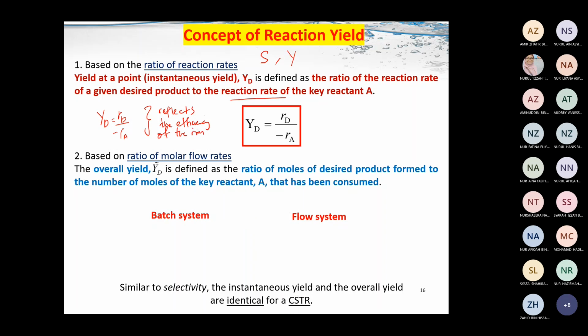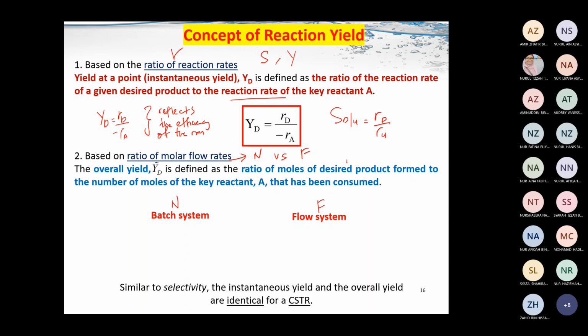Okay, so this is what YD is equal to RD over negative RA. Sama juga dengan sebenarnya SD over U is equal to RD over RU. Okay, so based on ratio of molar flow rate, tadi ni adalah berdasarkan rate of reaction daripada R. Sekarang ni adalah ratio of molar flow rate, so it can become F dengan N. Dekat sini dia ada N versus dengan F, sebab N is referring to batch system and F is the flow system. Okay, so the overall yield is defined as the ratio of mole of desired product.